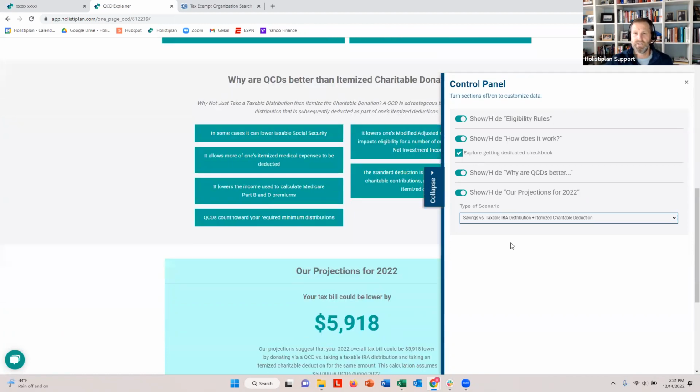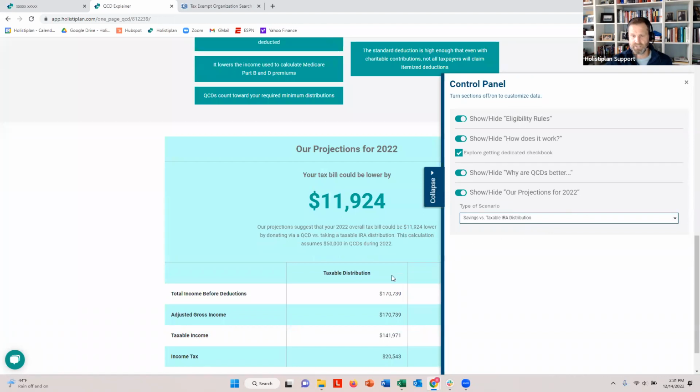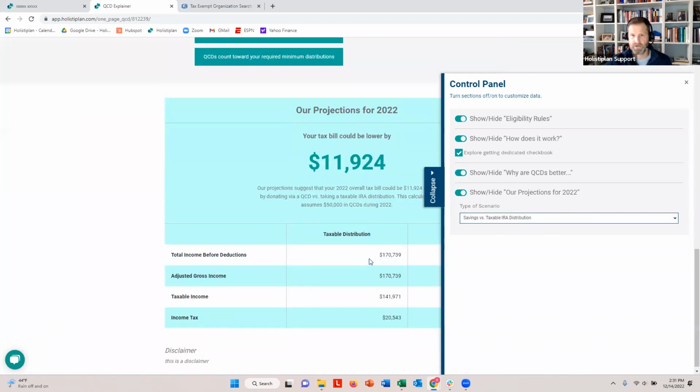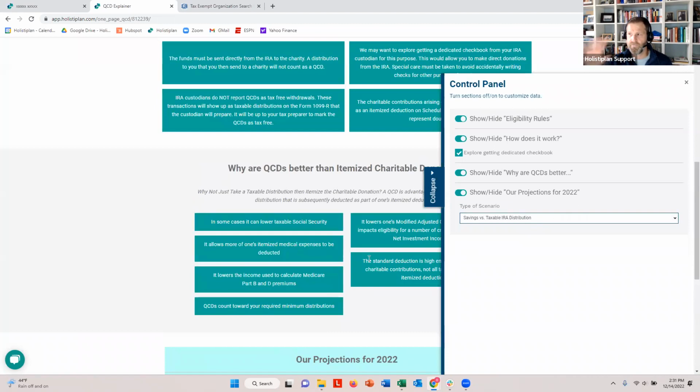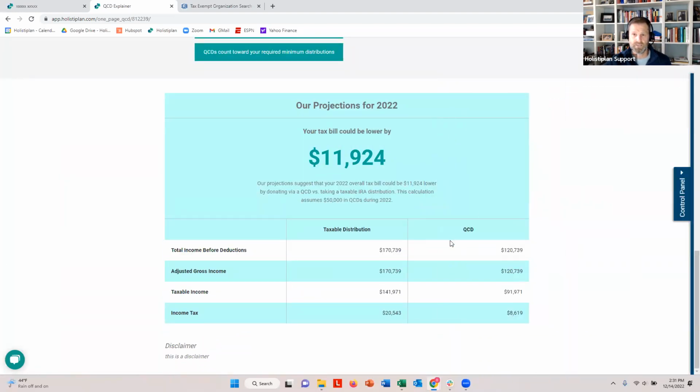And then you have two different scenarios. You've got your savings versus taking the taxable IRA distribution and then doing an itemized charitable deduction, or just the savings versus taking the distribution and not donating anything to charity. So this is for the person who is asking, they want to make gifts out of their donor advised fund instead of just doing a QCD. Here's your straight up look. Here's how much it's costing you on a tax basis for doing things the way that you're currently doing them, right? That's a pretty big deal, right?